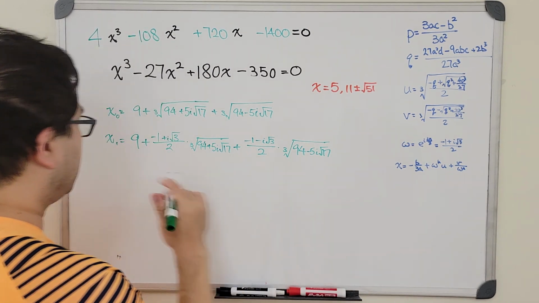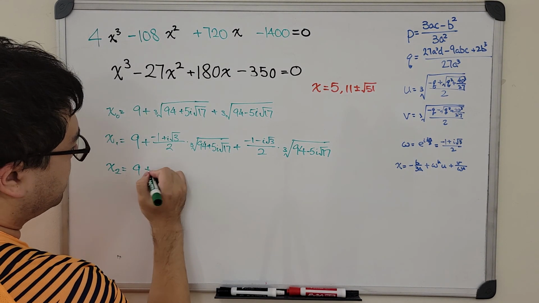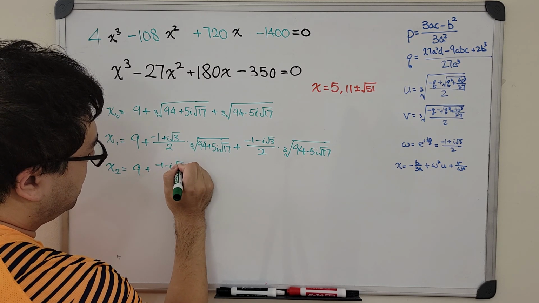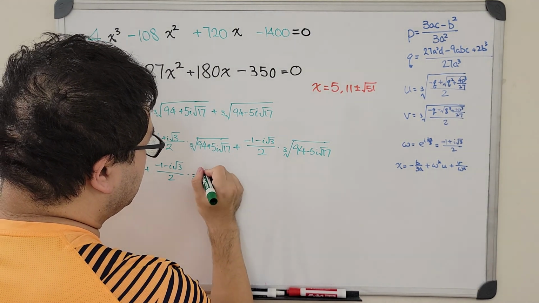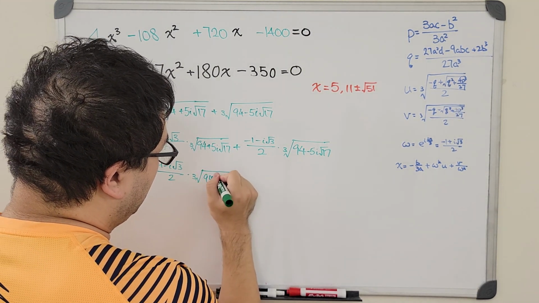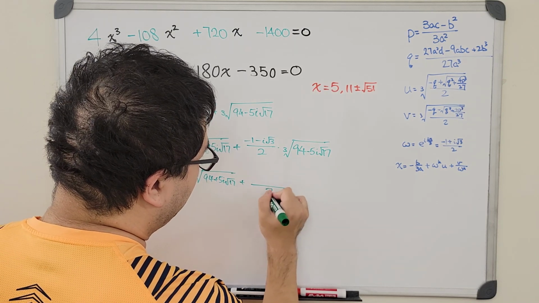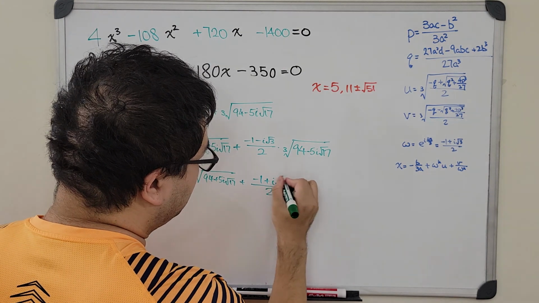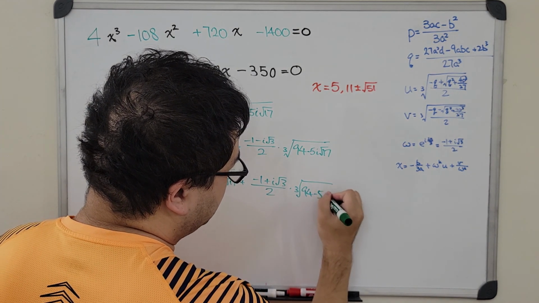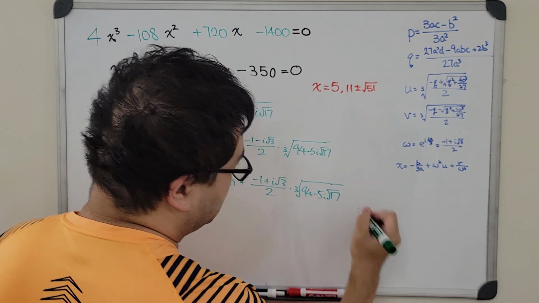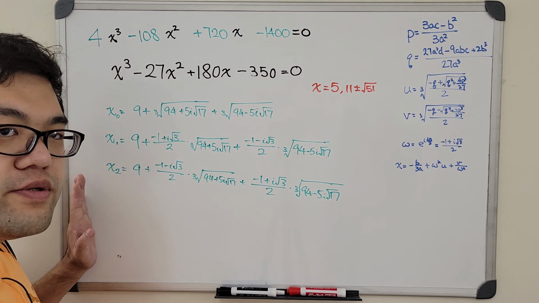And last but not least, if we substitute k equals 2, we'll get our last answer, which is, now we have the second power of omega times u plus the first power of omega times v, which is like this. And that will give us all three answers.